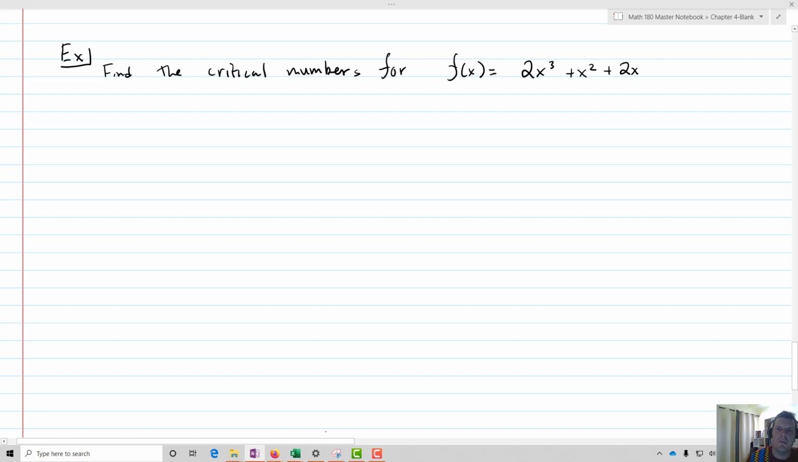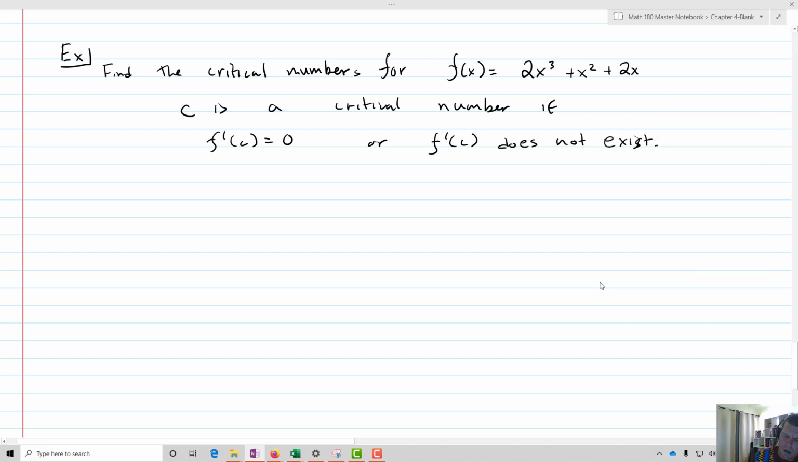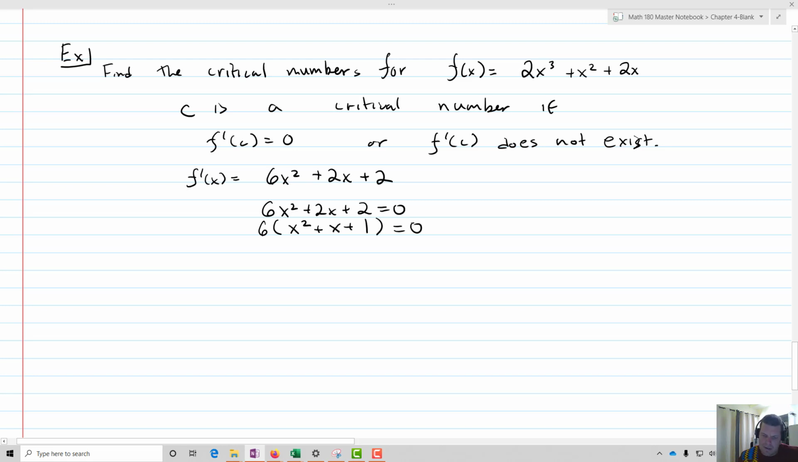So let's take an example, and let's find the critical numbers for f of x equals 2x cubed plus x squared plus 2x. What we know is that f prime of c is a critical number if f prime of c equals 0 or f prime of c does not exist. So I'm going to take the derivative. f prime of x is then going to equal 6x squared plus 2x plus 2. Then I'm going to set it equal to 0. So 6x squared plus 2x plus 2 is equal to 0.